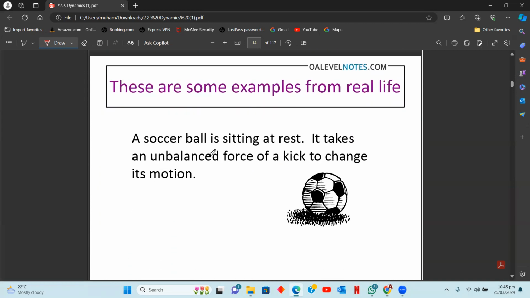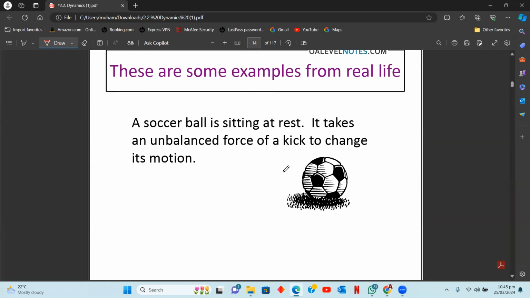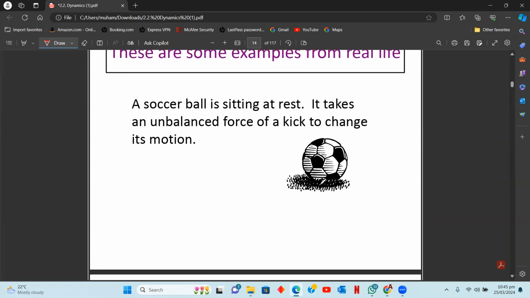A soccer ball is sitting at rest. It takes an unbalanced force to kick it or change its motion. अब वो rest पे क्यों है? Because of its inertia. Inertia is the property of mass that resists all changes. But as soon as you kick the football, you're providing it an external force, a resultant force that causes the object to accelerate, to move. And that is the impact of the force.